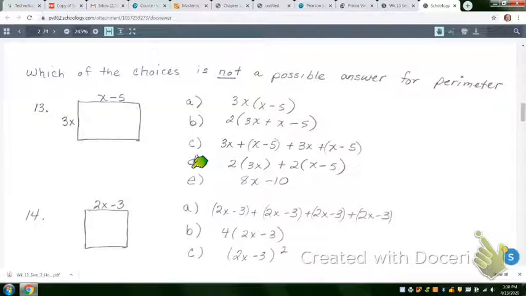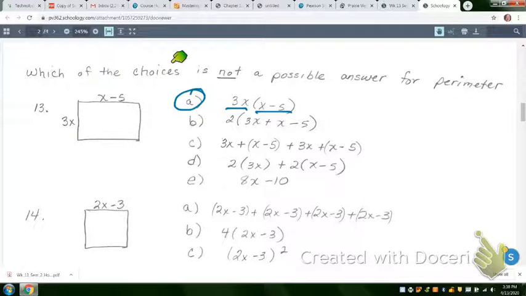Now, if you actually work those out, if you actually added them up, 3x plus 3x is 6x, plus x, that would be 8x, and then 2 negative 5s will give you negative 10. So E would actually be the answer if you simplified it. So the only one that we did not discuss would be this one up here. Well, notice this one, that's length and that's the width, and they're multiplying them. So multiplying these two together does not give me the perimeter. That would actually give me the area.